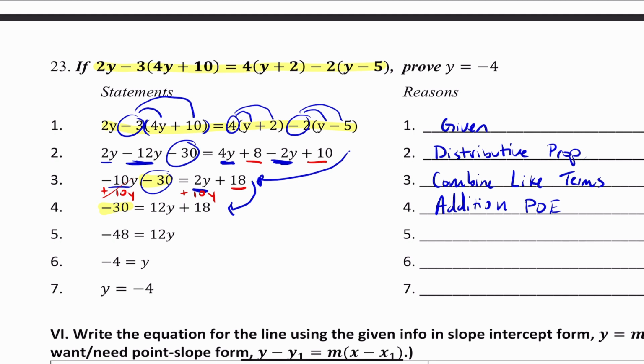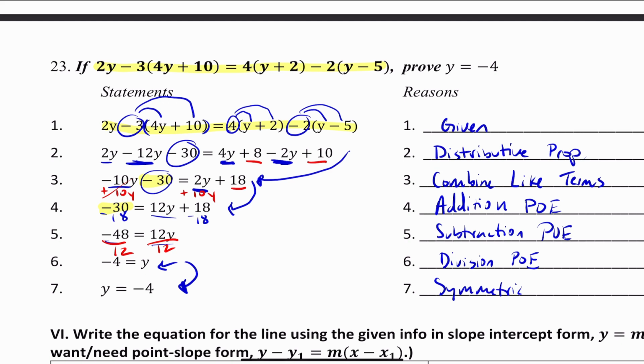Okay, now minus the 18, because now I'm trying to get y by itself, but this minus 18 is in the way. So I got negative 48 is equal to 12y. That's the subtraction property of equality. Then divide both sides by 12. Division property of equality. So I'm left with this. Now I need to proceed from here. And again, this is the symmetric property because I'm just switching the positions there. So that's the symmetric property. Okay.